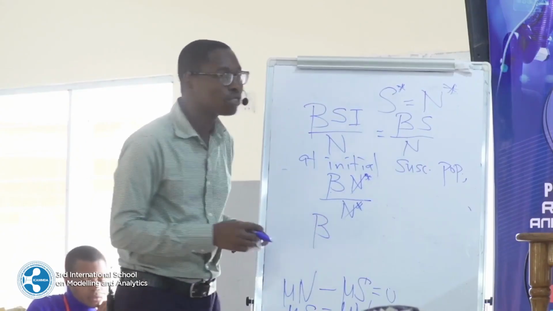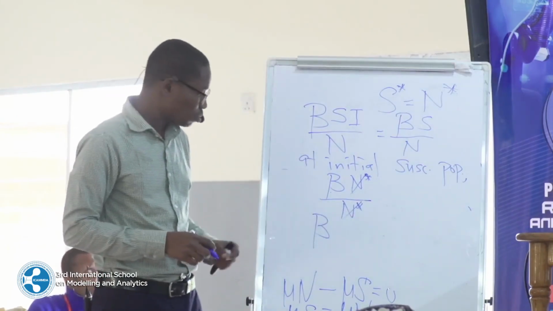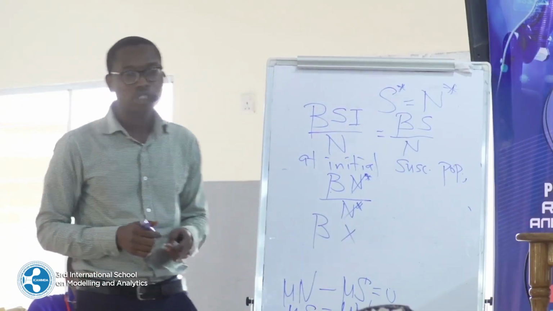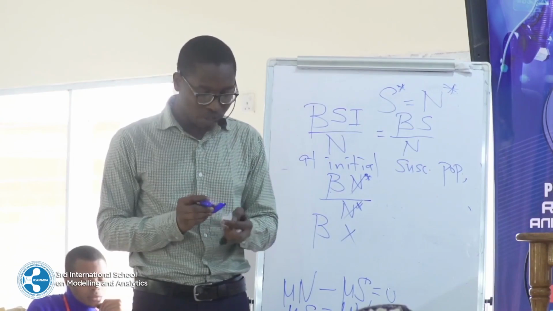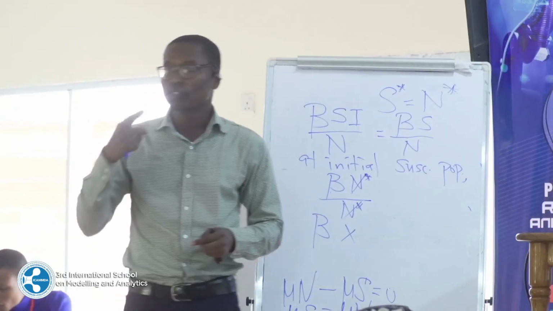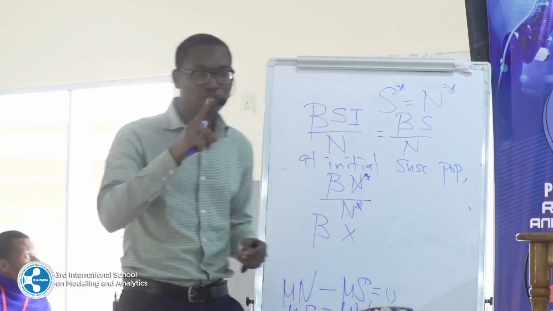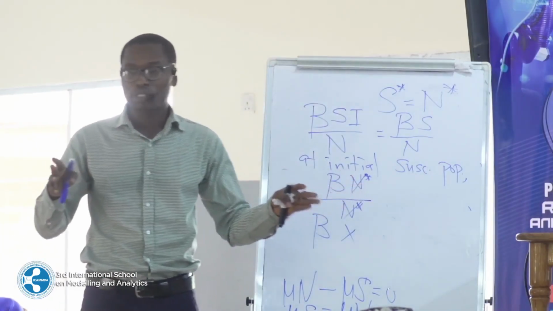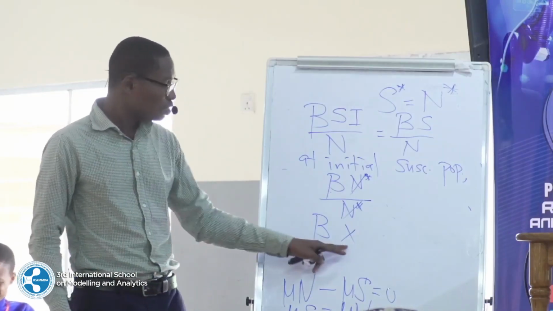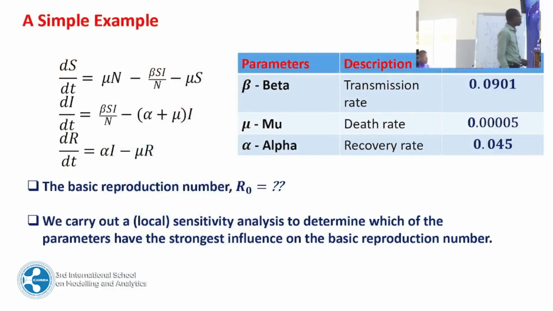That's the average number of transmissions that one infectious person will generate, times the infectious period. What is the infectious period? Remember our definition of basic reproduction number: the average number of secondary infections that one infectious person will generate over their entire infectious period in a completely susceptible population. So what is the infectious period for this model? Can we go back to the slide, media?